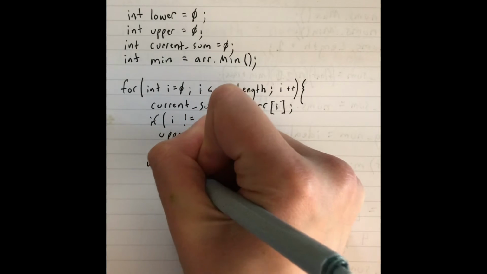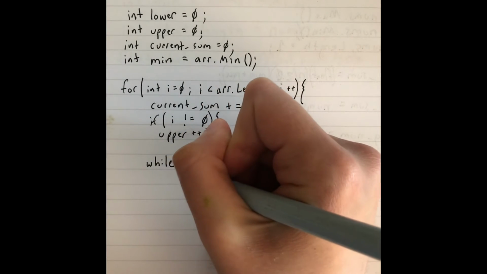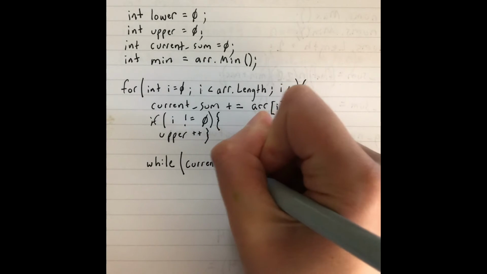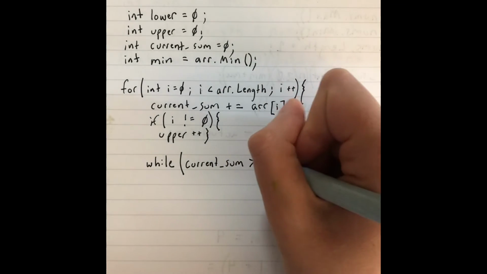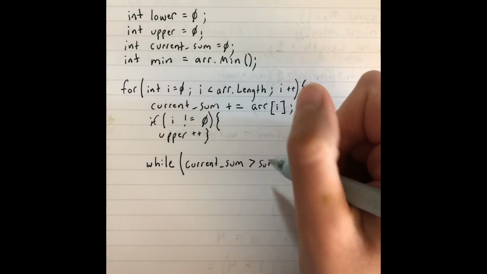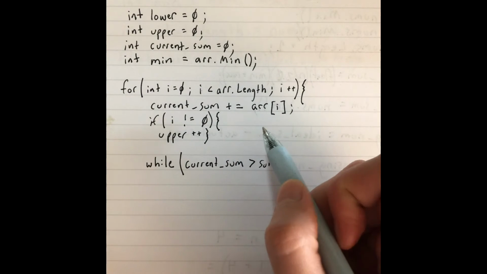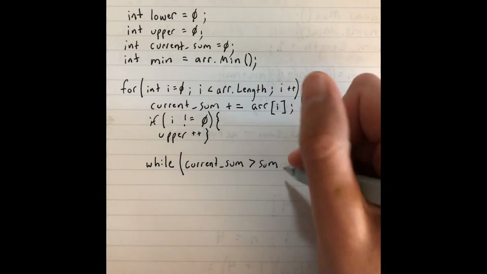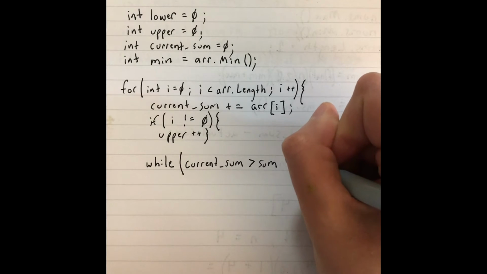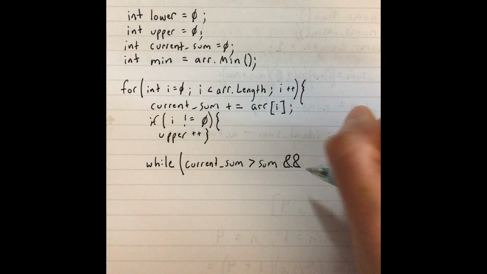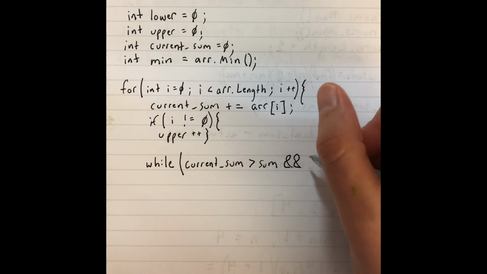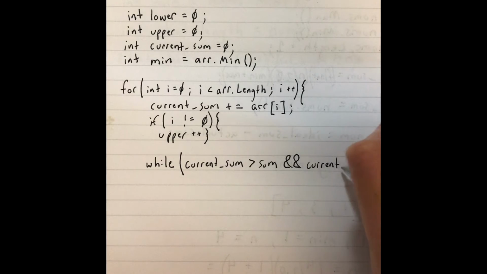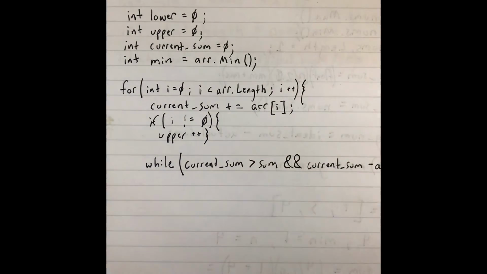While current sum is greater than the given sum, which means we've gotten to the point where adding the next number in the array pushes us over the sum that we desire to hit, and current sum. We'll continue the statement on the next line instead.